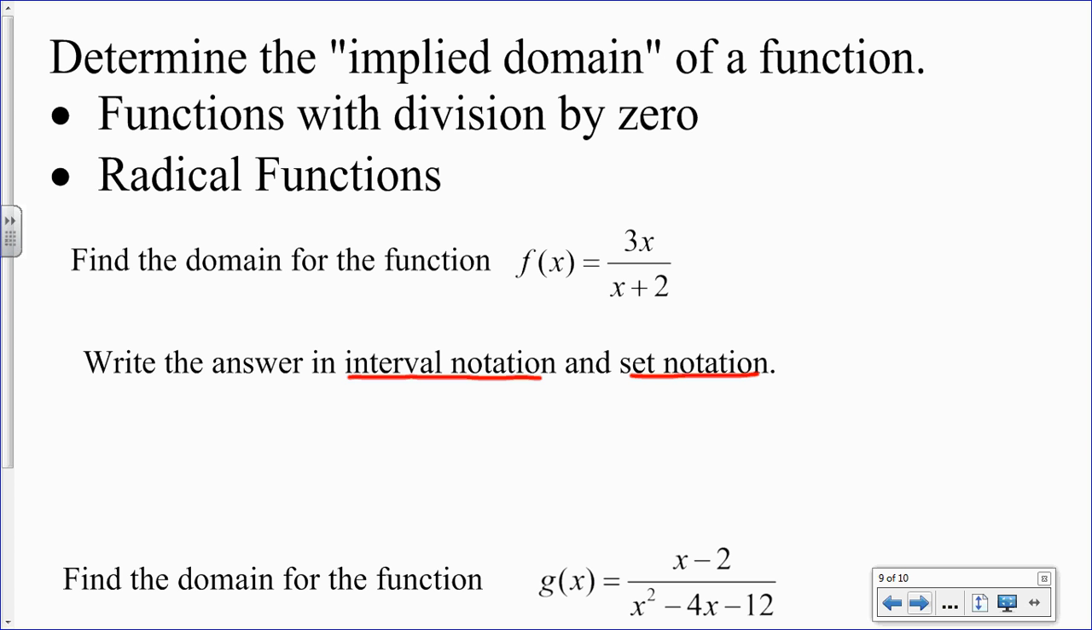When I have a rational function, so that's when x is in the denominator, I have to look for my values that would give me a 0, because you cannot divide by 0, so I'm looking for those disclaimers. So in this case, x cannot equal what? -2. So now I just need to write that as a domain. So I have interval and set notation.